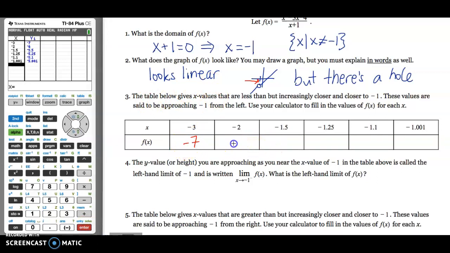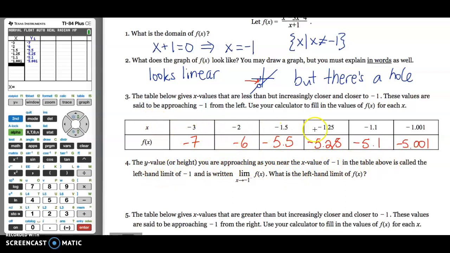-7, -6, -5.5, -5.25. Whoa, got a little crazy with my 5 there. -5.1 and -5.001. Okay, so as our x values approach -1, the y values, or f of x, or height, I'm approaching as I near the x value of -1 is called my left-hand limit.